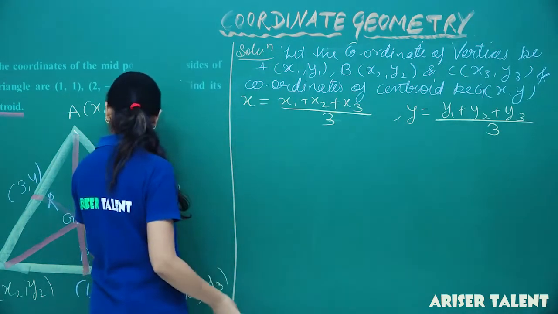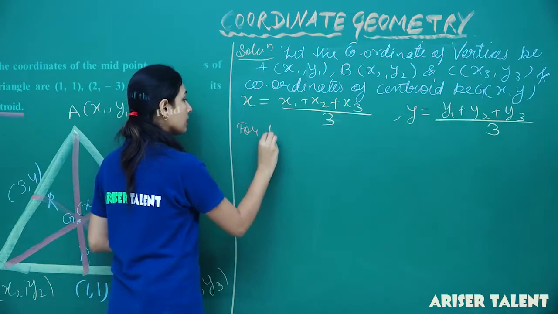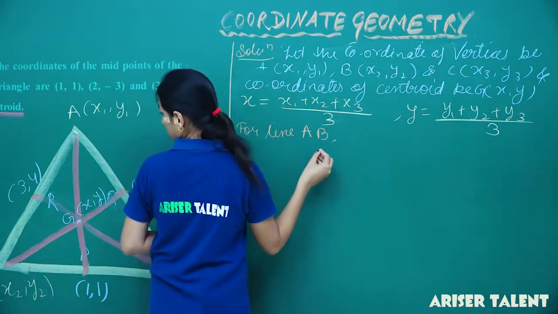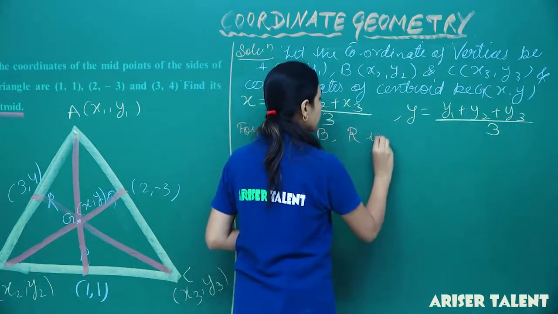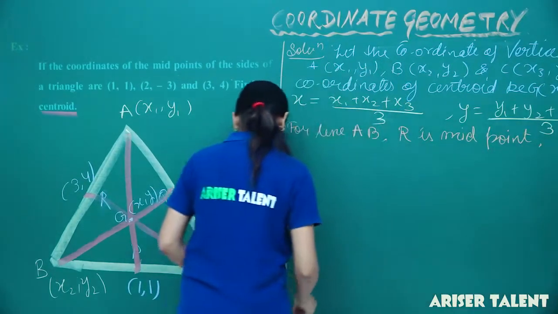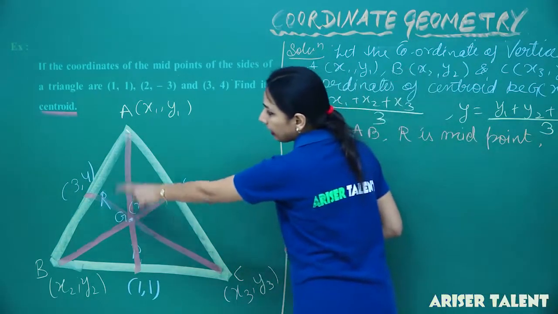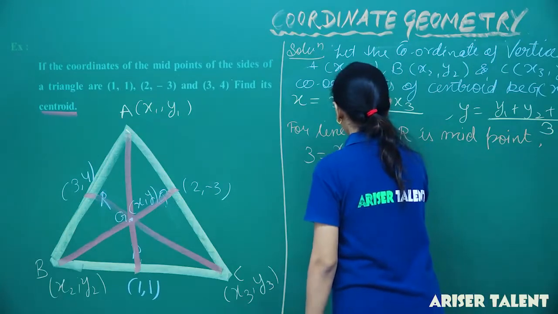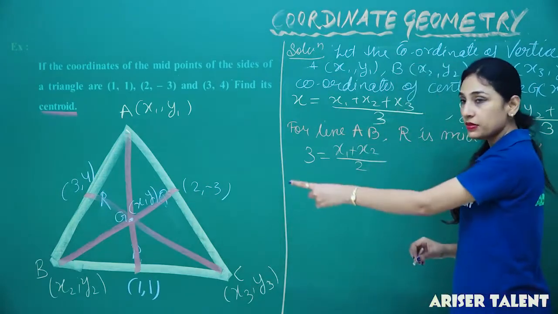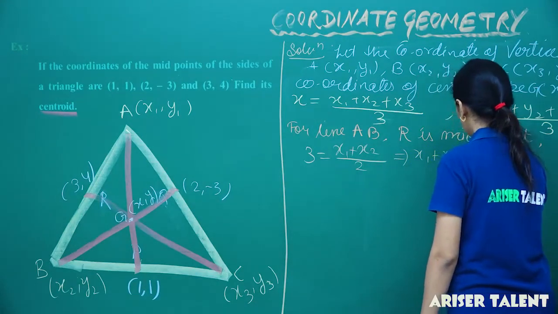Now, if I talk about line AB, R is the midpoint. So that means 3 will be equals to x1 plus x2 by 2, because it's the midpoint. So 3 equals to x1 plus x2 by 2, that implies that x1 plus x2 equals to 6.